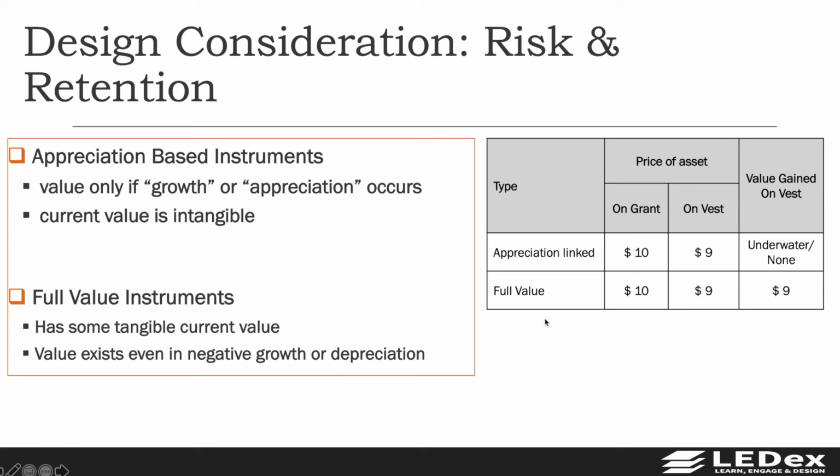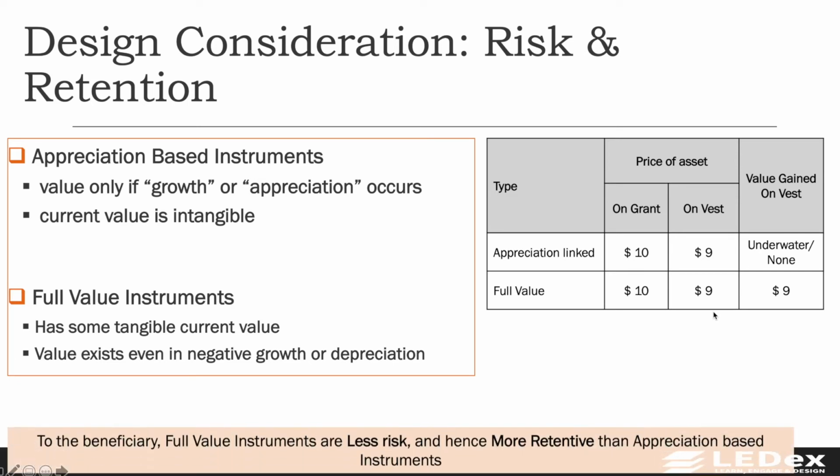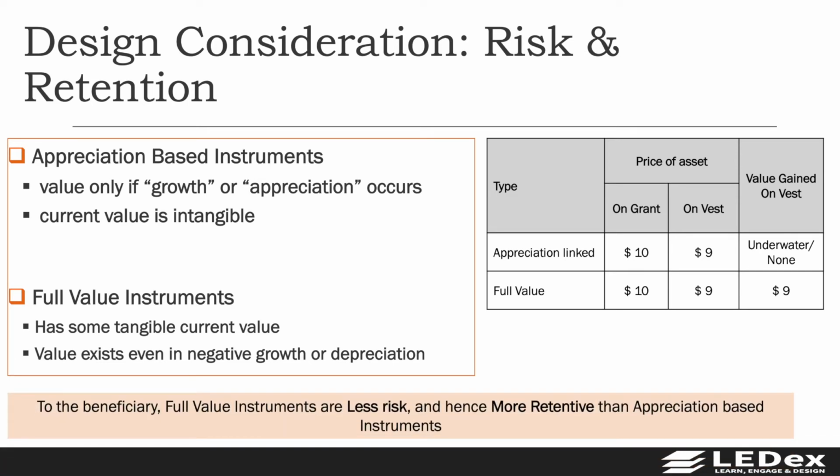But if it was a full value instrument, an RSU or a share, then even though the price went down from $10 to $9, there is still $9 worth of value left in the asset for the individual. So from a beneficiary perspective, full value instruments are less risky and hence more retentive than appreciation based instruments.